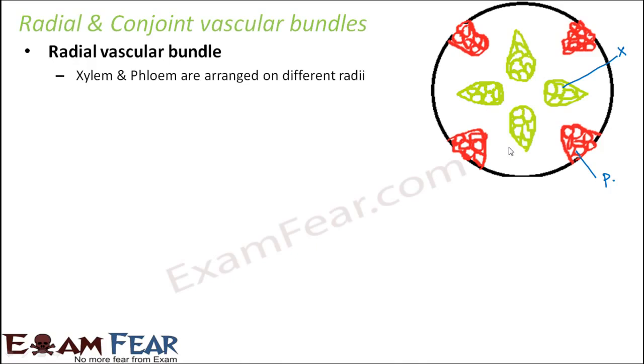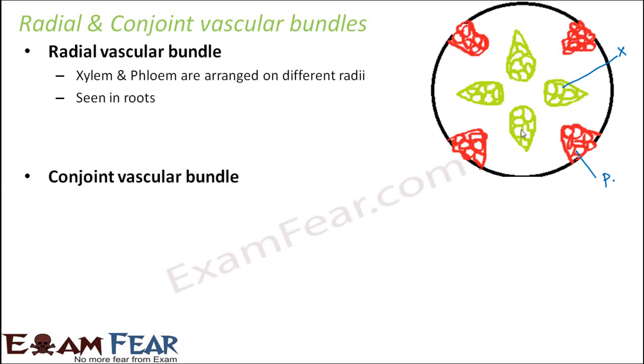So we can say that the xylem and phloem within a vascular bundle are arranged alternate to each other. So first a xylem, then a phloem, again xylem, phloem. So alternately they are arranged in the same vascular bundle. This type of arrangement is seen in roots.